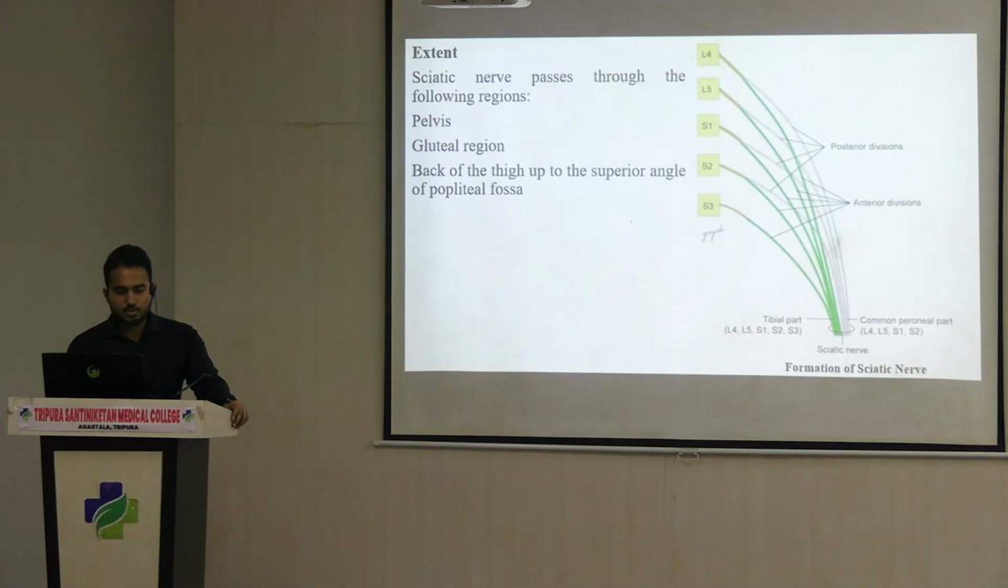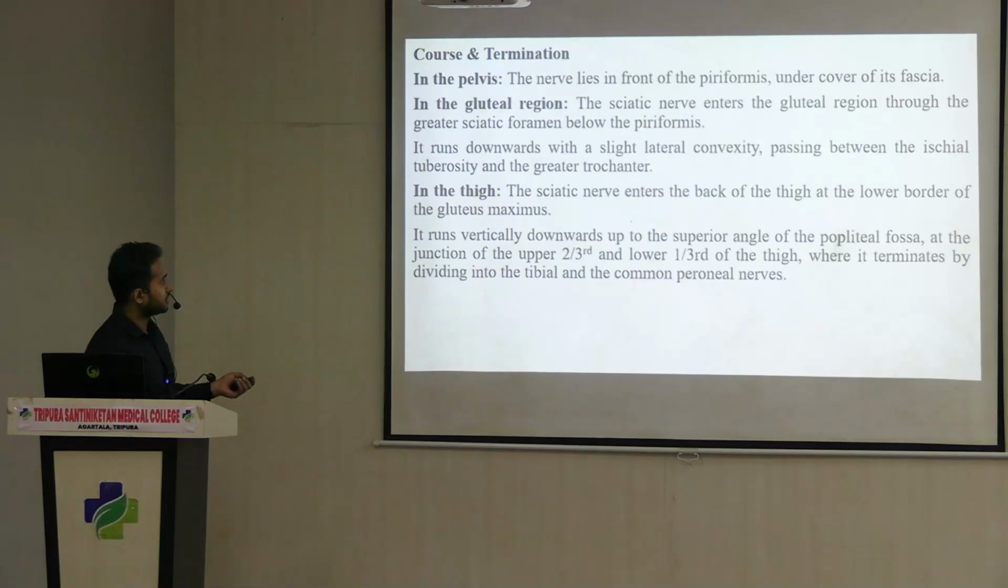Now, if you see the course of the sciatic nerve, for your convenience, I will show how to write. So here you can see course and termination. तो see in the pelvis, in the gluteal region and in the thigh. ऐसे लिखना है. Okay, this is the way you have to write. So first of all, in the pelvis, what happens? The nerve lies in front of the piriformis, जब formation होता है, under cover of the fascia, the piriformis fascia.